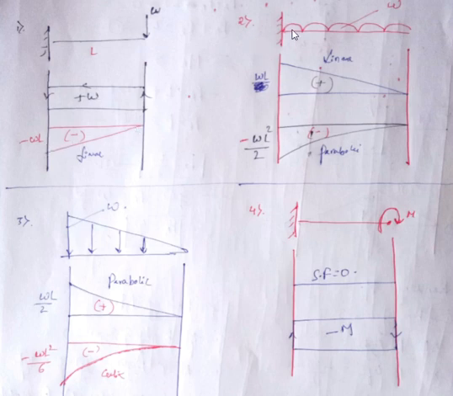Then there is a cantilever beam subjected to UDL of load intensity W. Under this condition, the shear force diagram varies linearly, and the bending moment diagram varies parabolically. Then coming to a cantilever beam subjected to UVL, or uniformly varying load, the shear force diagram varies parabolically, curved like this, and the bending moment diagram varies in the form of a cubic curve.